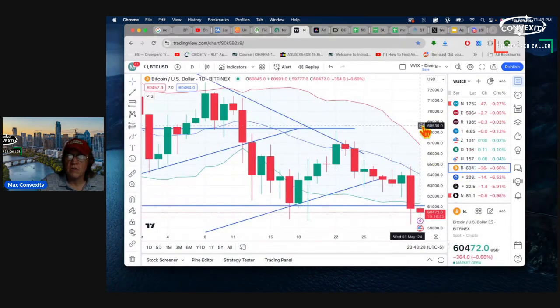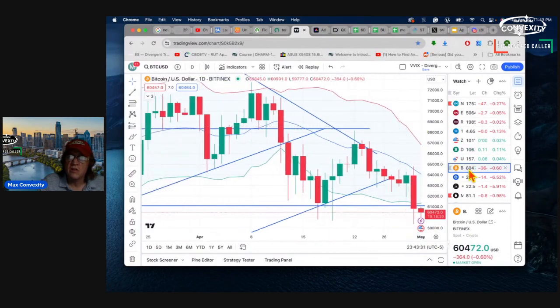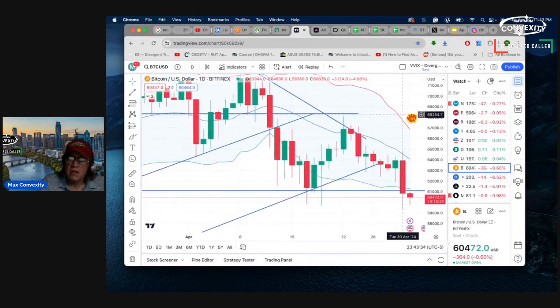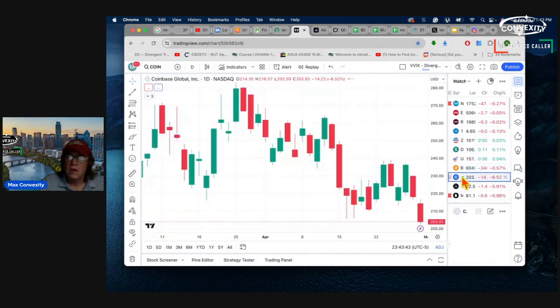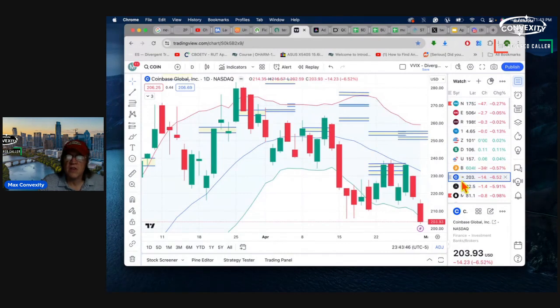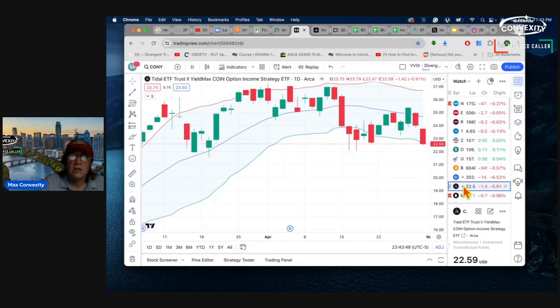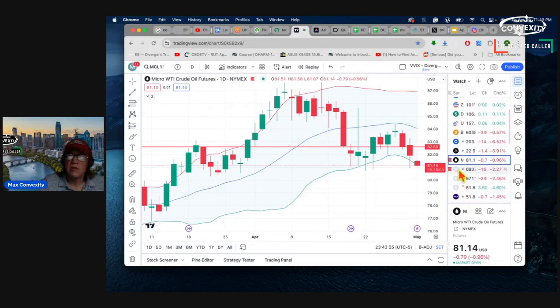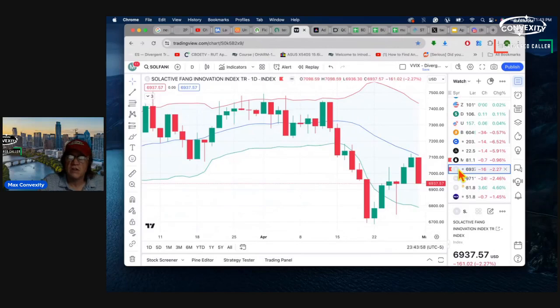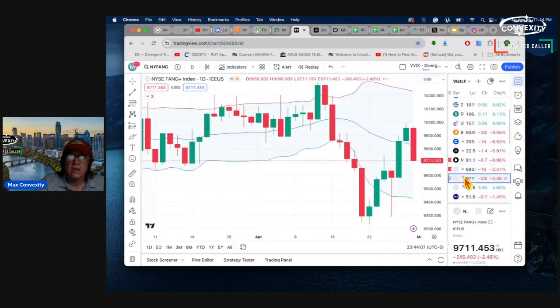All right, so Bitcoin really broke down this month. Month of April, for sure. All right, there's Coinbase, kind of the same story with Coinbase. Same story with Coney. There's crude. Crude looks just like the rest of the markets. I mean, the shape of the market. There's FEPI's parent indicator, the Solfang index. There's an actual FANG index.